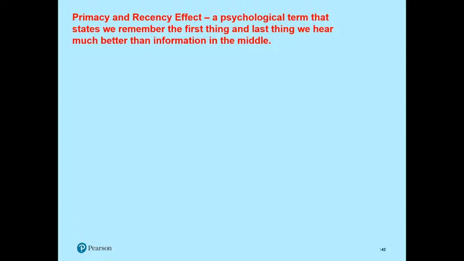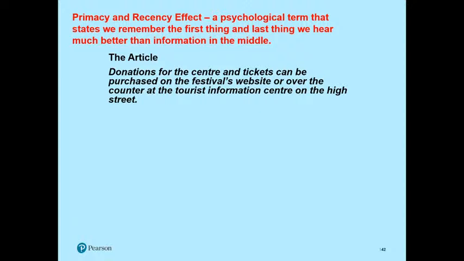And so you want to think about the start and the finish. For me, remember, my article is a persuasive article. So I'm going to end with donations for the centre and tickets can be purchased on the festival's website or over the counter at the Tourist Information Centre on the High Street, because I want people to remember how to give money, how to pay for tickets, how to get involved, because that's the main purpose of my article. I've just answered that question: how does the ending help support the purpose of the article? You can see how I've tried to keep them focused on what I want to achieve.